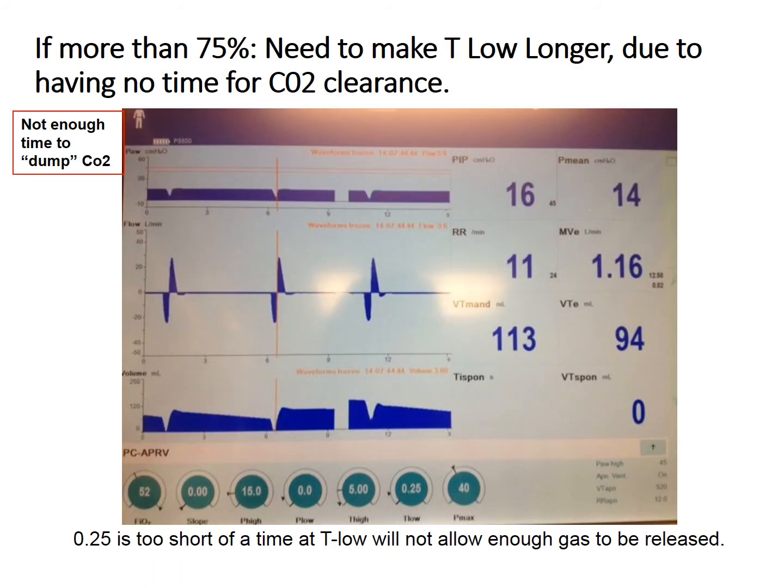And then the same thing on the flip end. If it's more than 75%, I'm going to need to make the Tlow a little bit longer, due to not having enough time for our CO2 clearance. Take a look at this graph. It's a little more difficult to see, but at least on the pressure graph, you can see a very small dip. We're not really allowing a long time for some of that CO2 to be released. Looking at our settings, Tlow is set to 0.25. So for this patient, we'll go up to maybe 0.35, remeasure, and see where we're at.